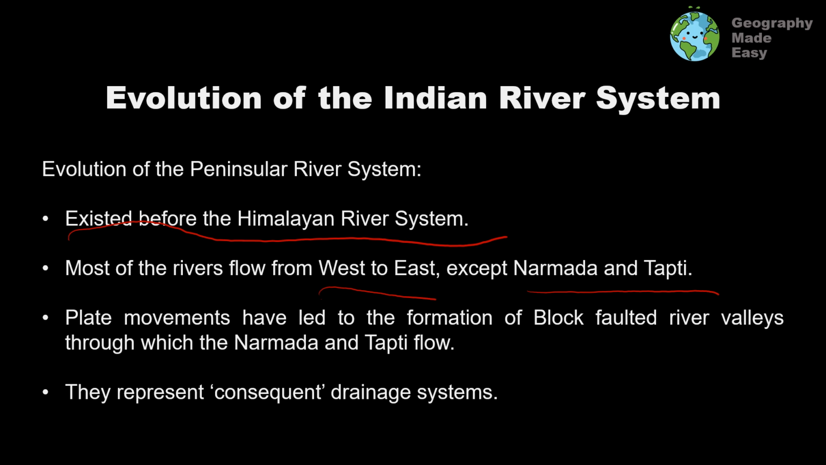There are block folded river valleys and rocky reaches or rocky channels in these rivers. So we see that plate movements, or the collision between the Gondwana land and the Asian plate, might have led to the formation of block faults. And it is through these faulted structures that the Narmada and Tapi rivers flow. They represent what we can call the consequent drainage system.